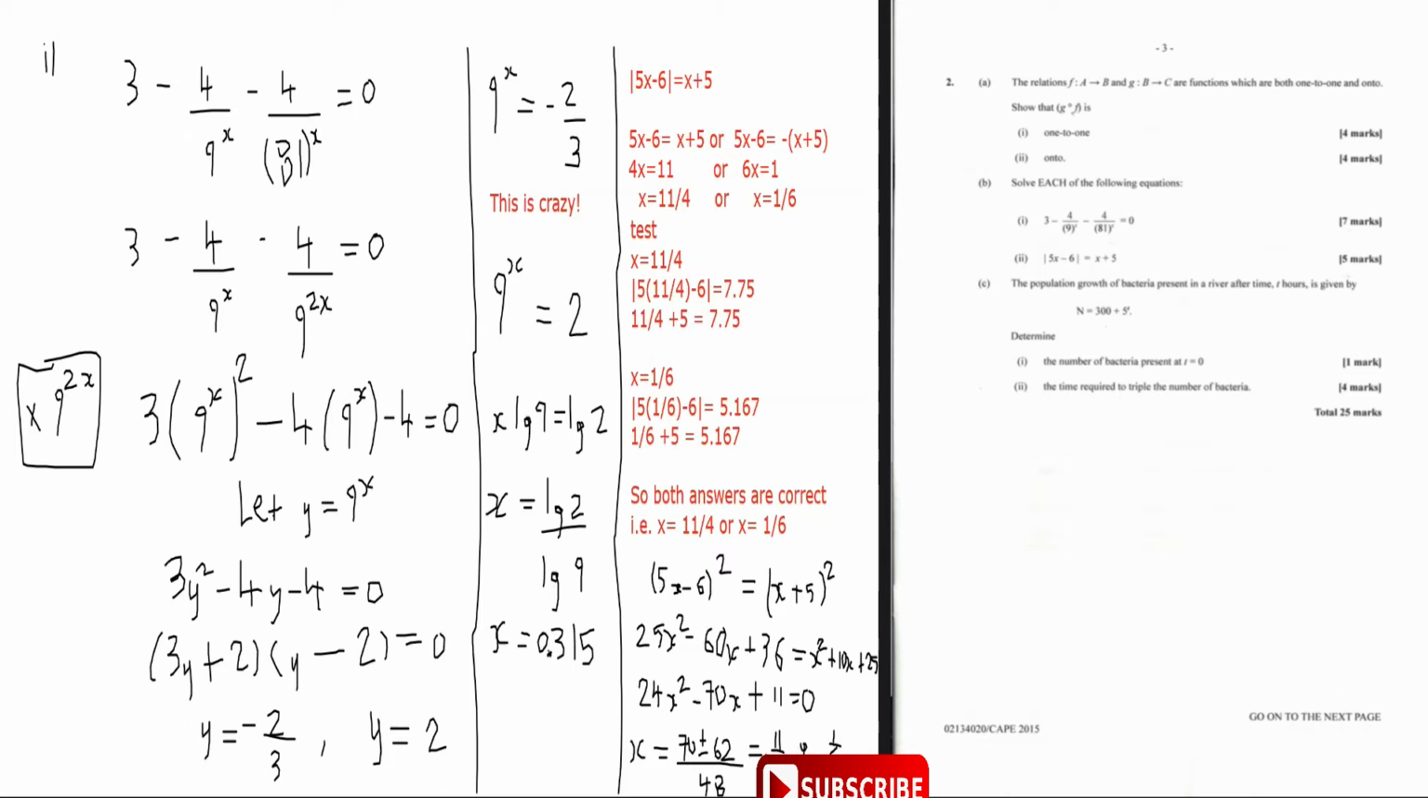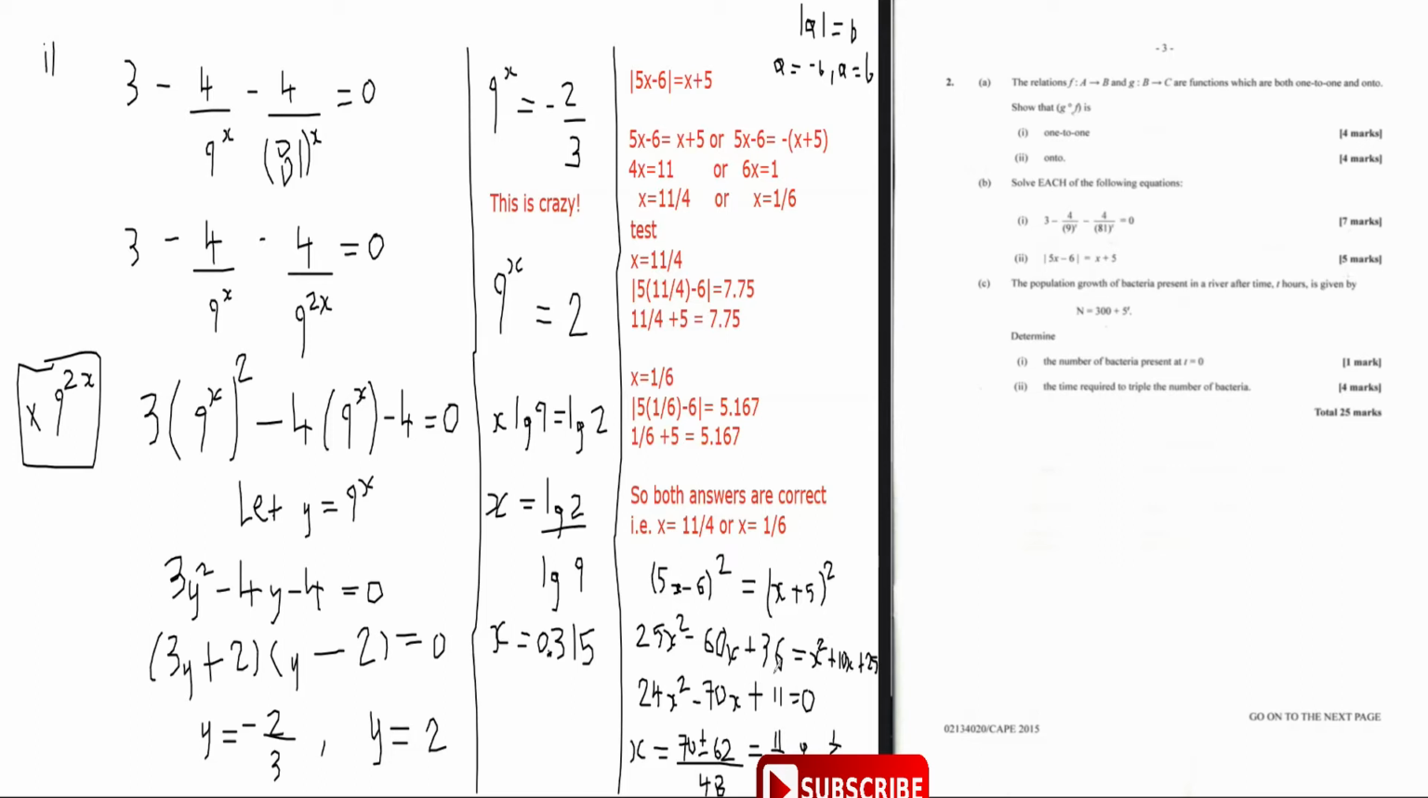So you can either do it by squaring both sides, or you can remember this rule. This is the rule that you need to remember. If the modulus of A is equal to B, then A is equal to minus B, or A is equal to B. That's the modulus rule. Very easy to remember. All right, let's continue now. Go ahead and look at the next part of the question.